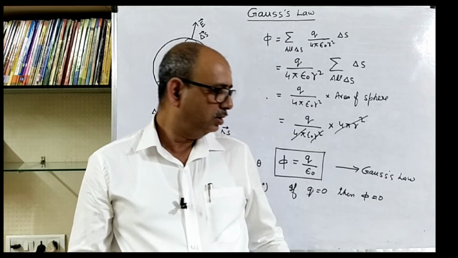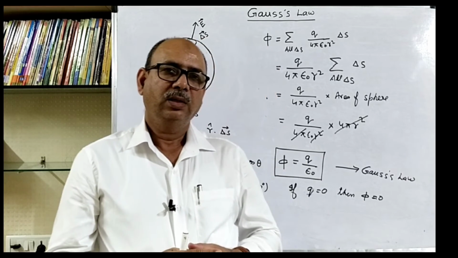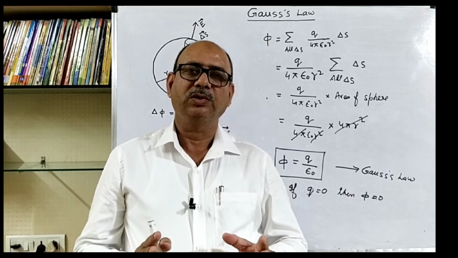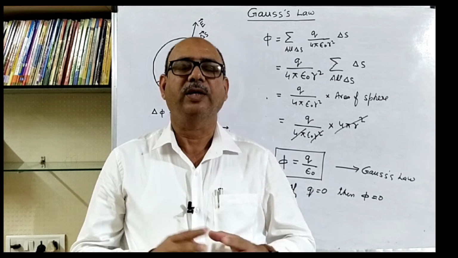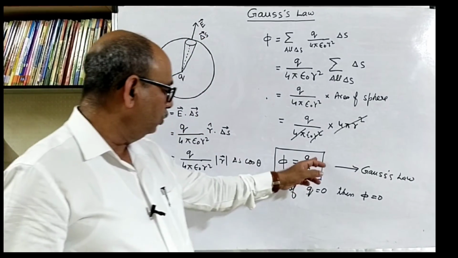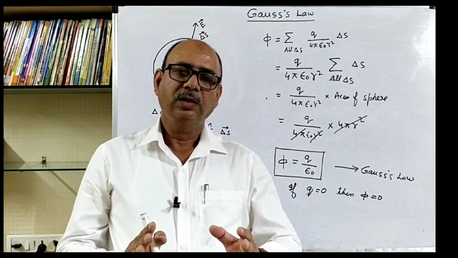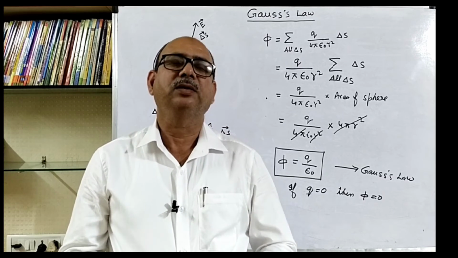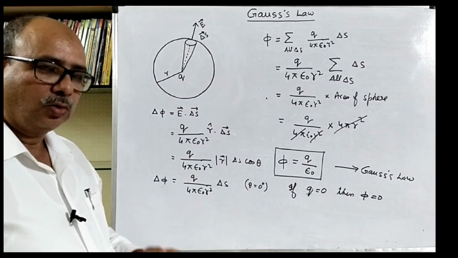Some important points that we need to discuss here. First point is that this Gauss law is applicable for all types of closed surfaces irrespective of its shape and size. Second point is that the charge Q is the total charge contained inside the closed surface irrespective of the locations of the charge inside the surface. This charge may be anywhere, not only at the center, anywhere inside the closed surface.